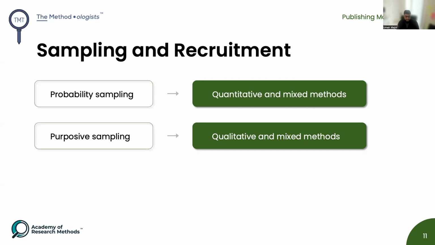And we can have lots of conversations about different types of purposive sampling. But very quickly, if you think of a bell curve, and you think of the same example of people with diabetes, some will have severe diabetes, they'll be on this side, and some will have less severe diabetes, but a lot of people will be in the middle, right?